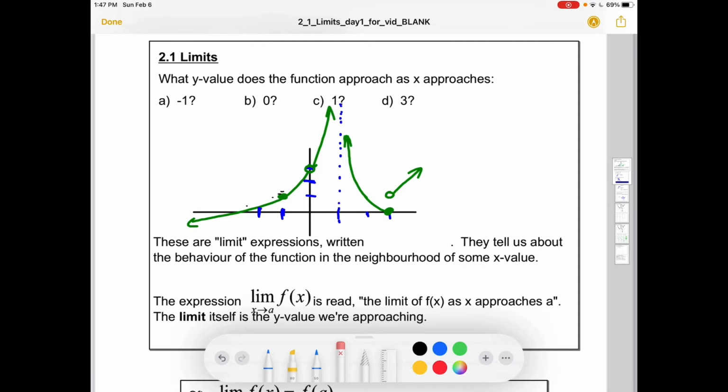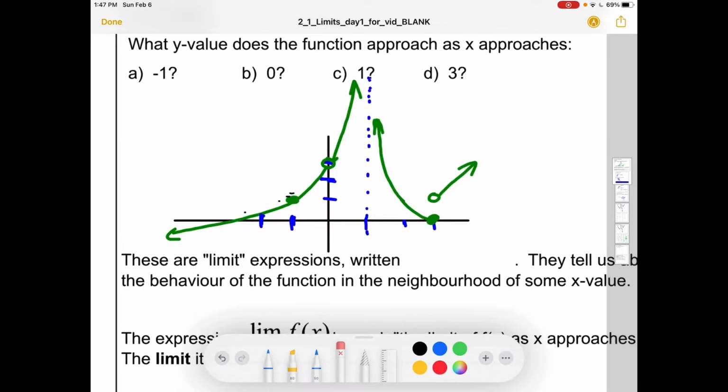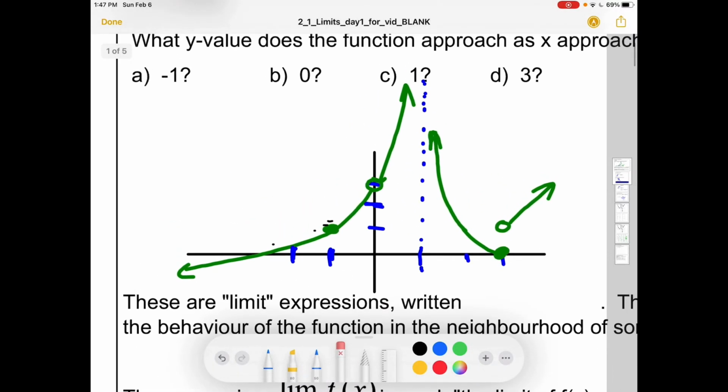So this first question says, what y value does the function approach as x approaches negative 1? So let's get a little closer in here. As x goes towards negative 1, let me draw this in. As x goes towards negative 1, looks like we're going to a y value of 1. And if I came at it from the other side, we're also going to a y value of 1. If I trace those with my fingers, the y value I'd be closing in on is 1. Okay? And you might say, oh, well, of course, that's what the y value is there. That's what the point is.